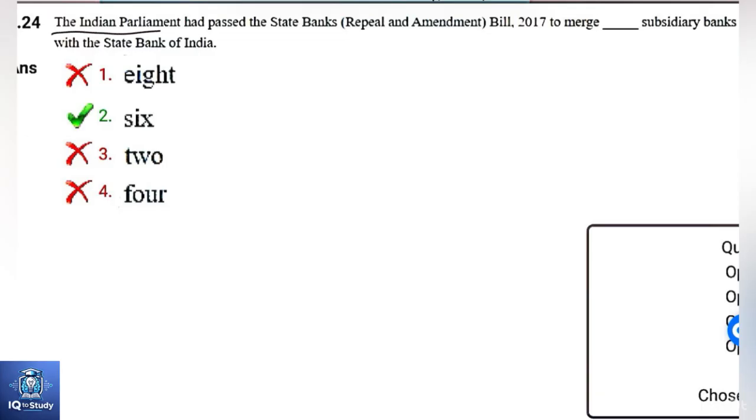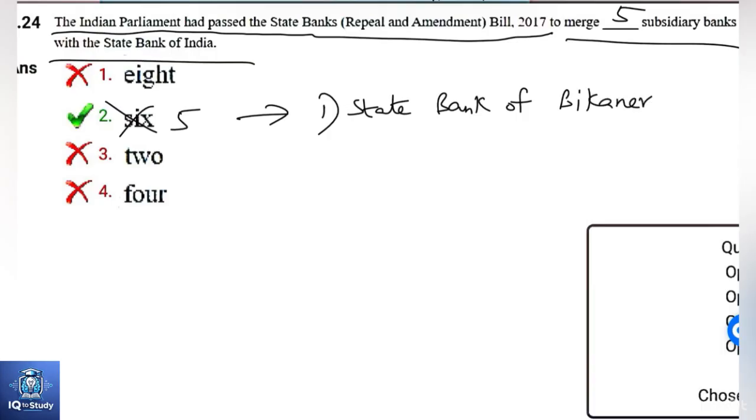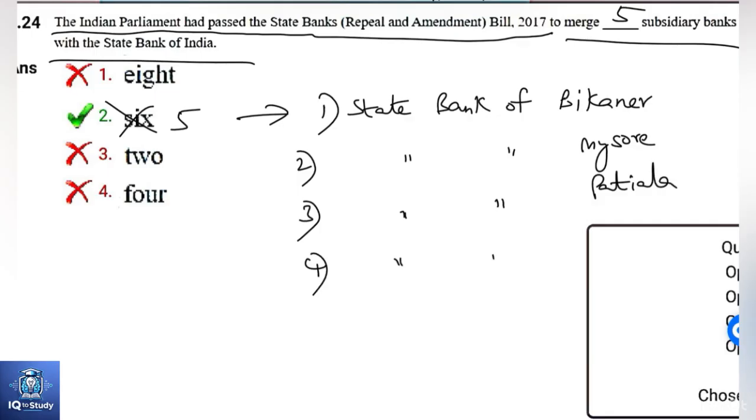The Indian Parliament had passed the State Banks Bill 2017 to merge 5 subsidiary banks with the State Bank of India. Those 5 banks are State Bank of Bikaner and State Bank of Mysore and State Bank of Patiala and State Bank of Travancore and State Bank of Hyderabad.